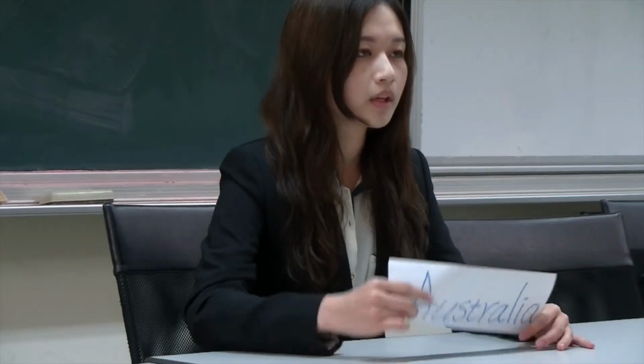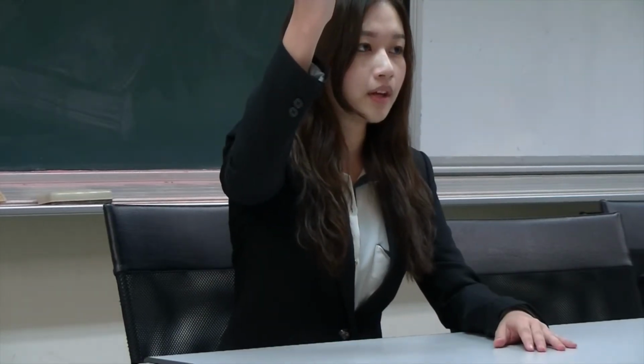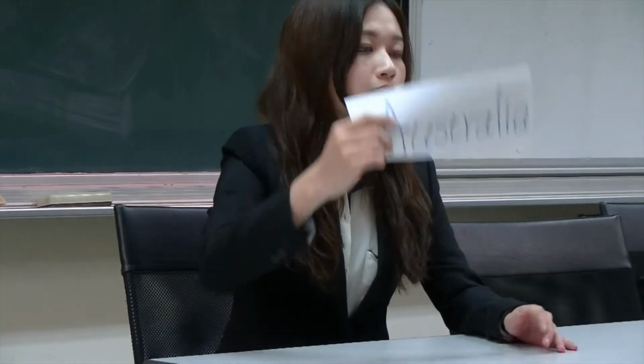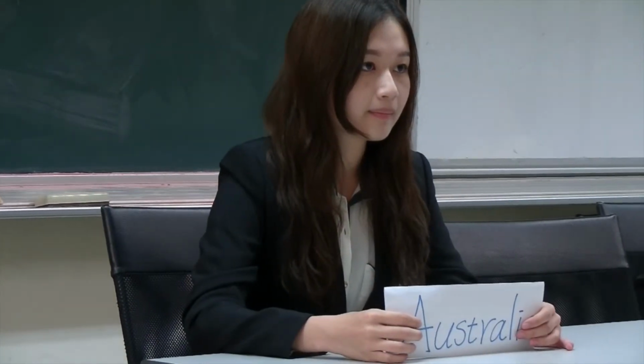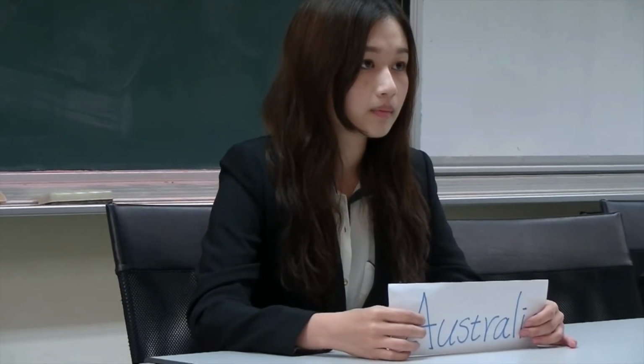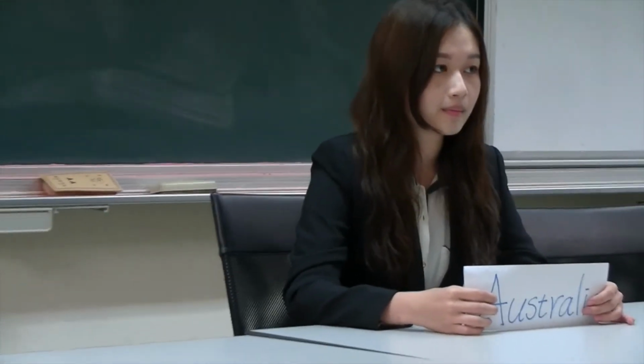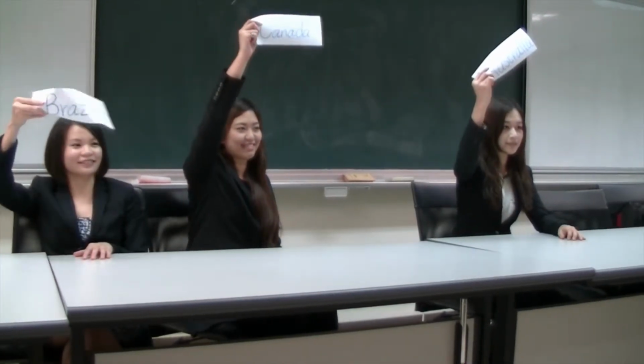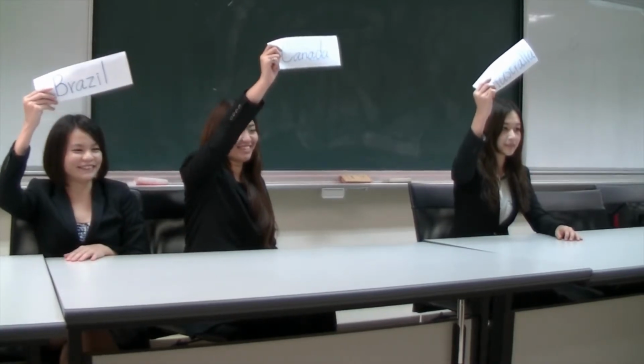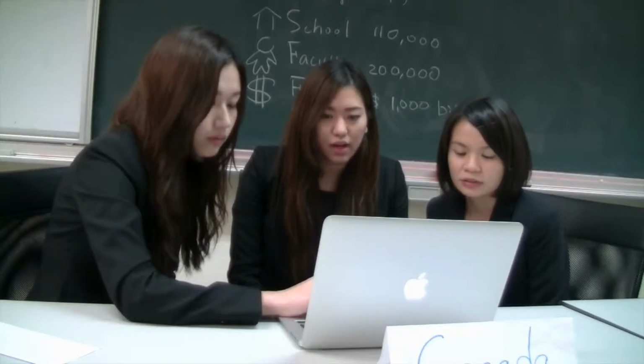Lesson 5. Suspension of the meeting. Motion. Yes, Australia. Motion for the suspension of the meeting for 30 minutes. This motion is in order. There is a motion raised by Australia to suspend the meeting for 30 minutes. For those who are in favor of this motion, please raise your placard. Thank you, delegate. This motion passes.